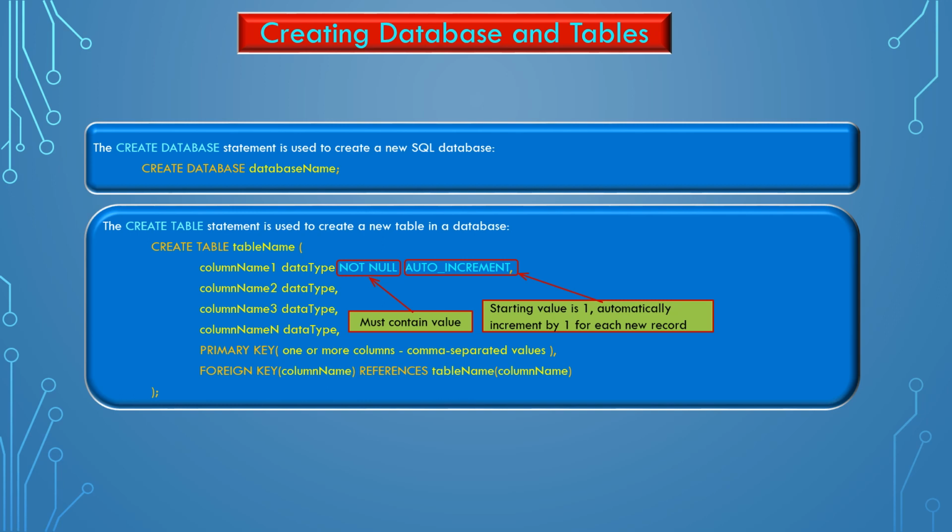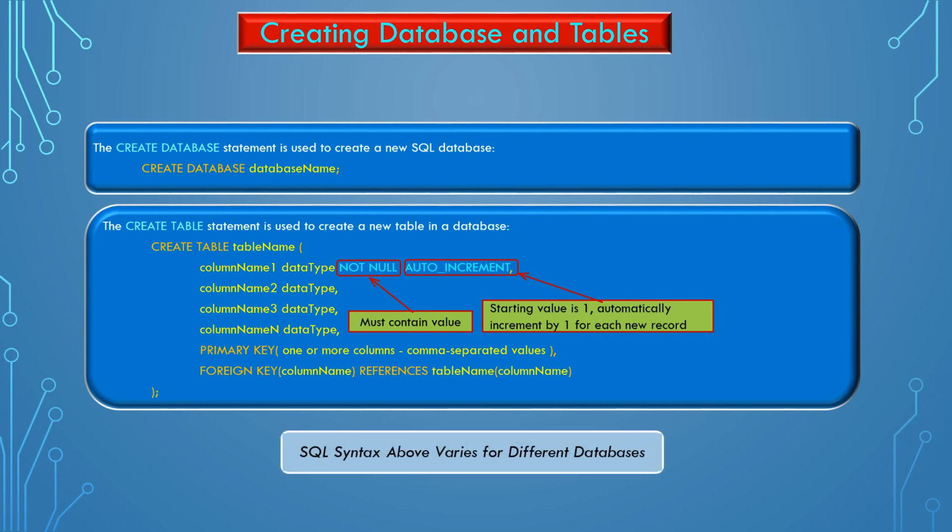Foreign key defines which column in this table will be a foreign key. The references keyword defines which table and column it's going to reference. Note that this SQL syntax can vary for different databases.